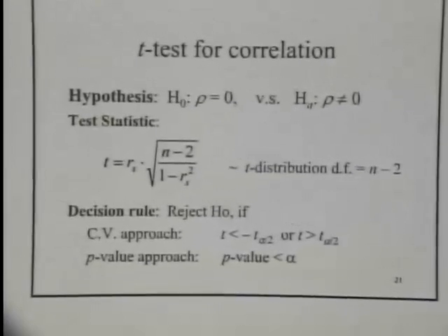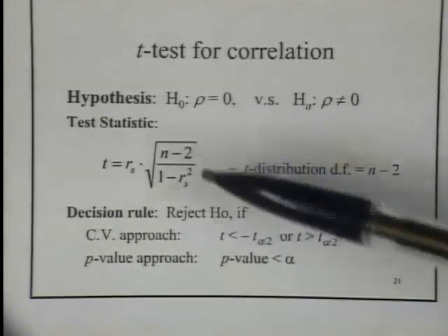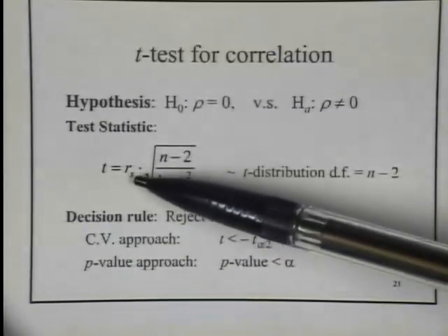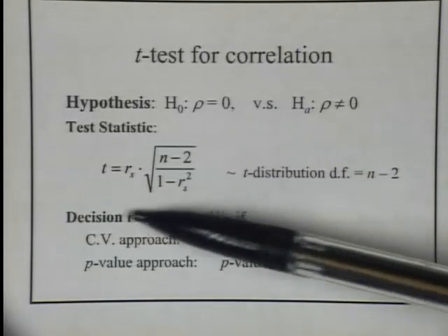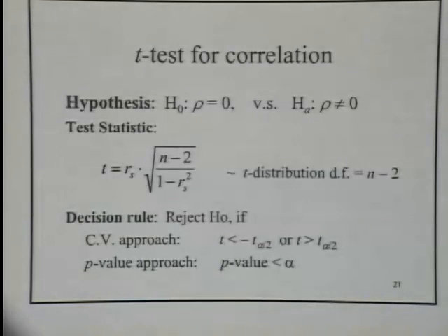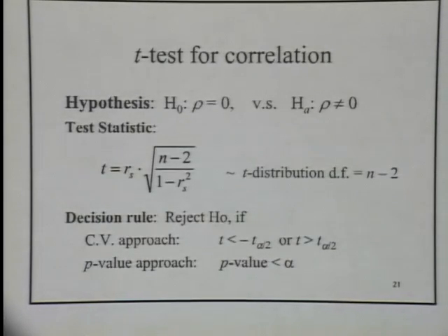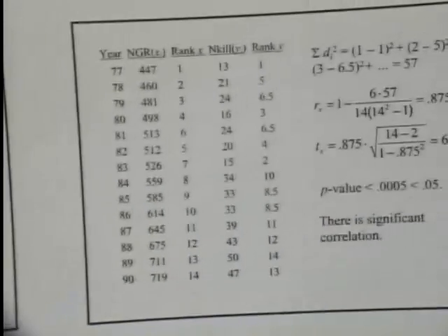And so you can test for zero correlation using the Spearman's test. This is the test statistic. This is the Spearman's correlation coefficient, and this is the sample size under a square root. So it's exactly the same as the formula for Pearson's correlation test, and it's a t-test with degrees of freedom n minus 2. So how do you do that?